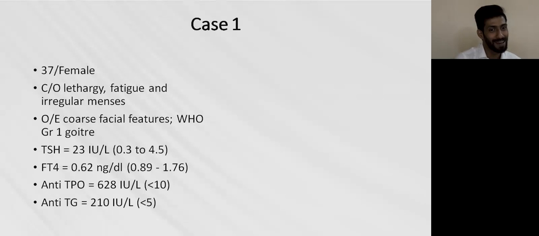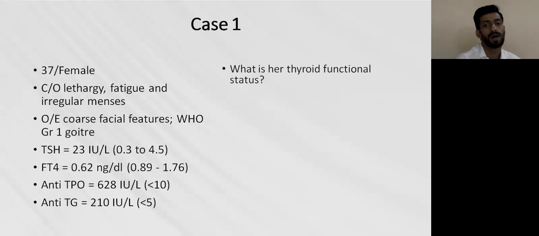37-year-old female, lethargy, fatigue, irregular menses, coarse facial features on examination, has a WHO grade 1 goiter on examination. The normal values are given in bracket just for reference. The lab values are TSH is 23, free T4 is 0.62, anti-TPO is 628 and anti-thyroglobulin is 210. What is her thyroid functional status?